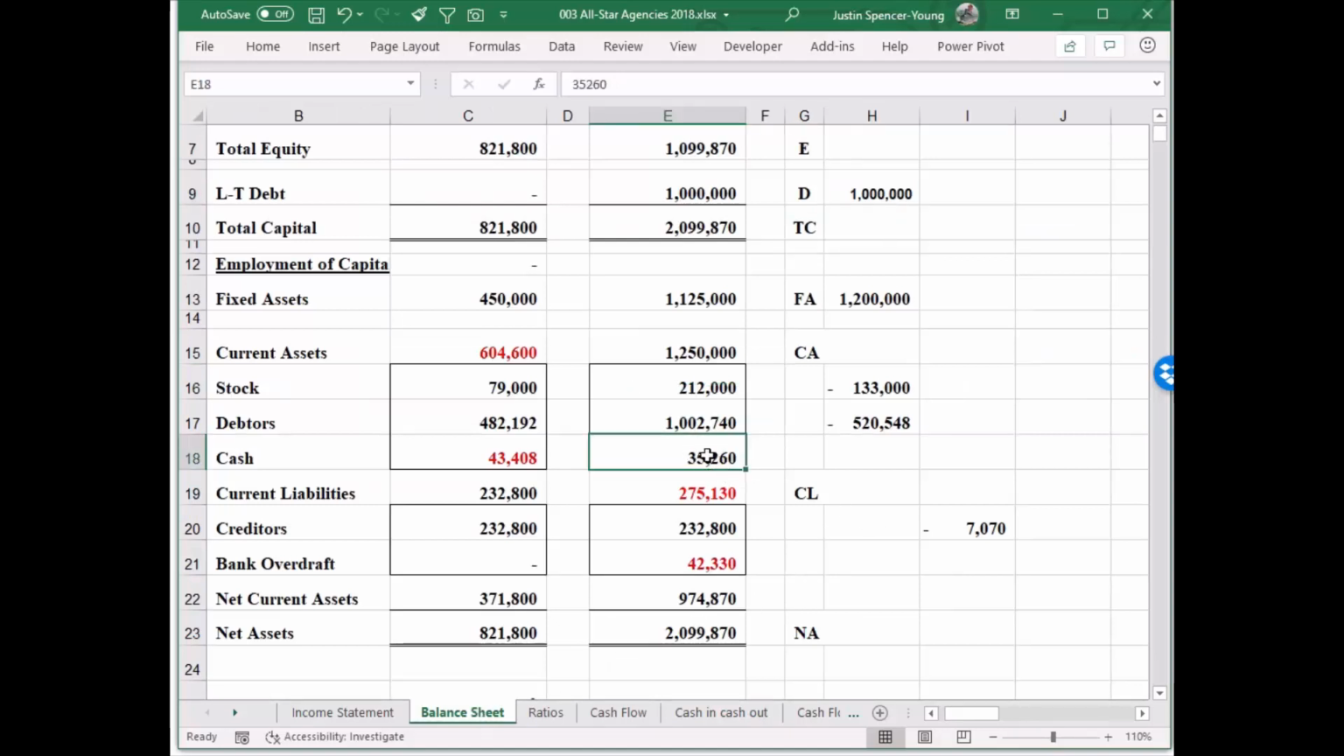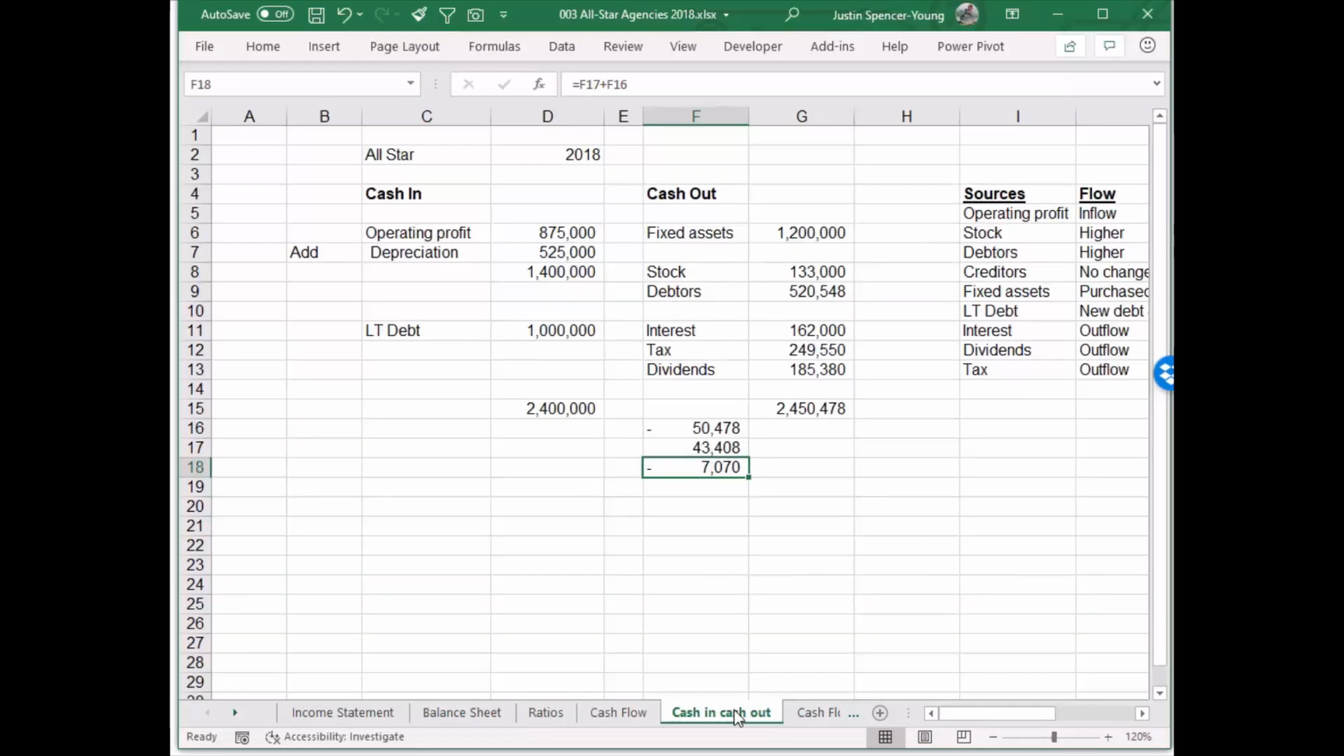So we have 35,000 and some change in cash, and we have some overdraft. What's the net position for these two? If you say the one minus the other, there you have 7070, and it's negative. So we have balanced perfectly. We have shown that the calculations that we did to force the balance sheet to balance worked for us, and that's because all the other numbers in the cash flow statement were correct. All right, so we've done a cash flow statement, if you want, for the All-Star business in a very simplistic cash in, cash out way.